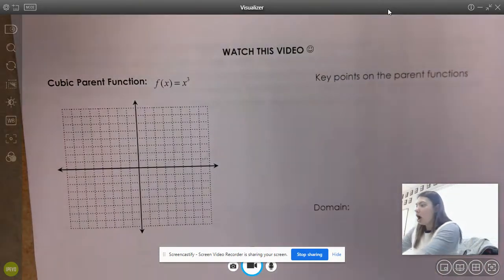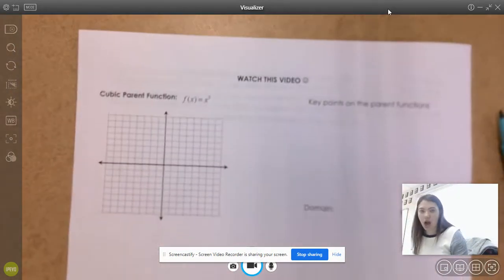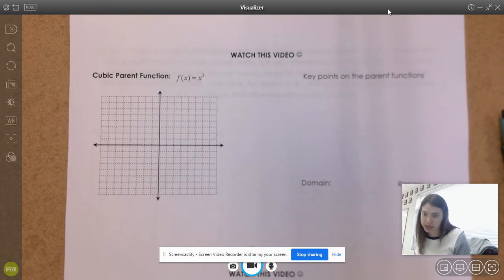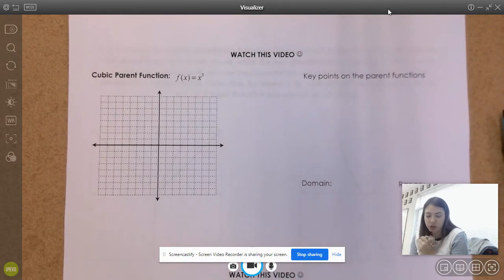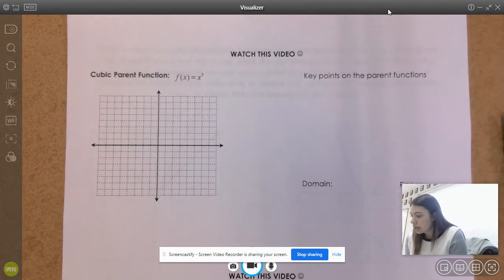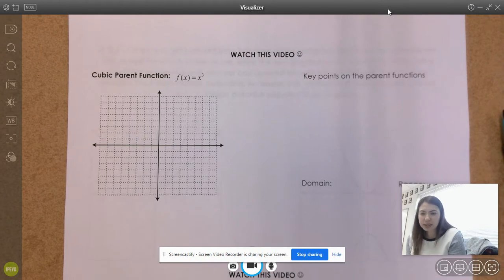Okay, so our next video is going to talk about the cubic function. The cubic function is a function that grows really, really quickly. It doesn't go quite as quickly as something like exponential growth or decay because what's changing, the x value, is not in the exponent, right? Our exponent is always 3 in a cubic function.